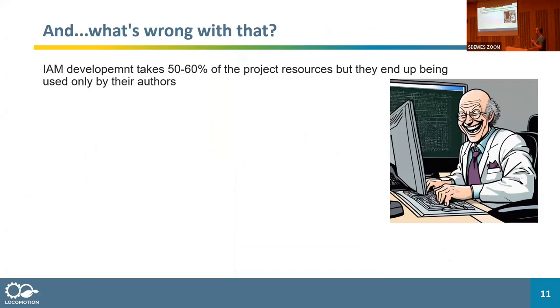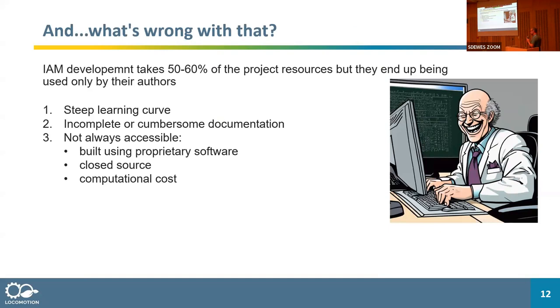What's wrong with that? Well, the development of the model itself takes a lot of resources, sometimes 50, 60, 70% of all the project resources. And in the end, the models only get used by their authors. Why is that? There are several reasons. The first is that these models are complex, as you've already seen in the previous presentations, so there's a steep learning curve. Then, the documentation is sometimes considered technical debt, so it's usually not very good or is incomplete, and sometimes it's also difficult to grasp for different audiences.